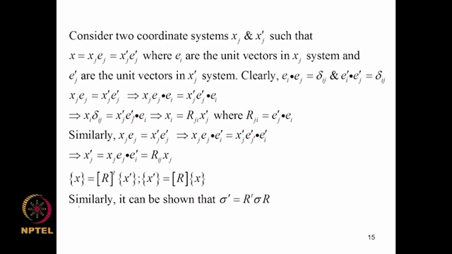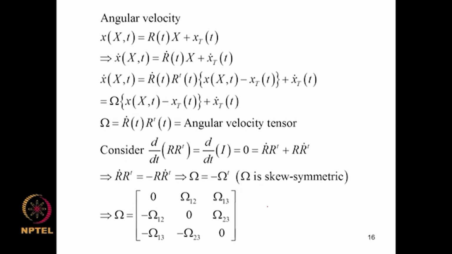By using similar arguments we can show that a tensor like stress undergoes transformation following this rule. We introduce another quantity known as angular velocity. So, we consider again the rigid body translation and the rotation as shown here, and I differentiate this with respect to time. I get x dot is R dot x plus x dot t. Now, for x I will write, using this relation, x minus x_t of t into R inverse of that, and R inverse is R transpose, and I get this relation.